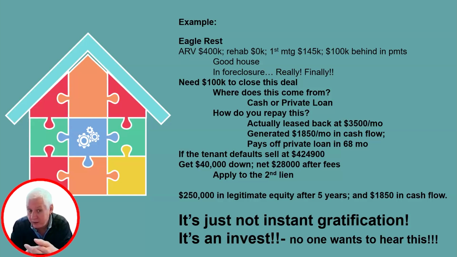I could probably get $40,000 down payment if I want to do an owner finance. I could sell it retail and get about a $28,000 net down payment, which I could apply to my private loan again. And in a total of 5 years, guys, 5.5 years or so, I'm generating a legitimate $250,000 of equity and almost $2,000 a month cash flow on a transaction like this. Learning how to play this game, how to look at things differently, gives you a lot of options.